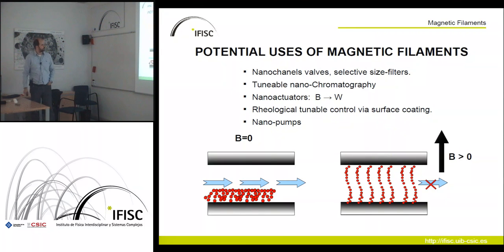Also, for instance, if you attach many of them to a surface, what you could get is what is called a magnetic brush. And these magnetic brushes you could use, for instance, inside a nanochannel as valves or selective size filters, for instance for performing tunable nanochromatography.